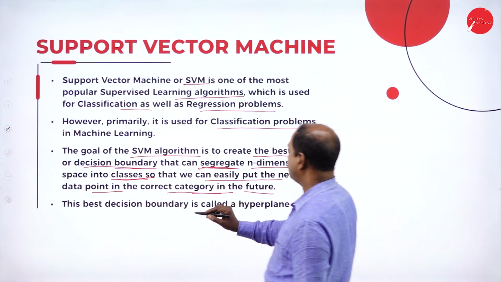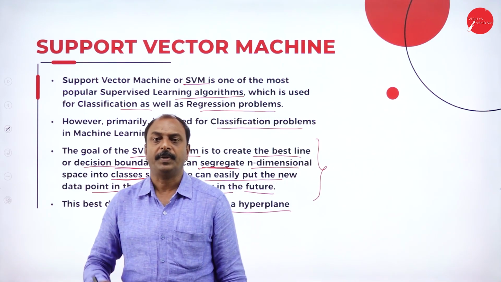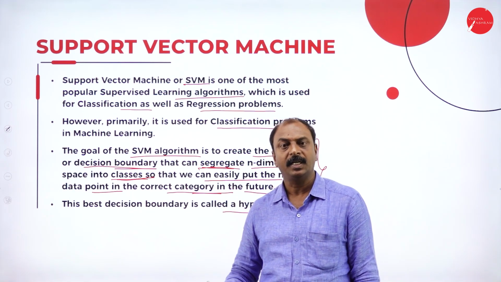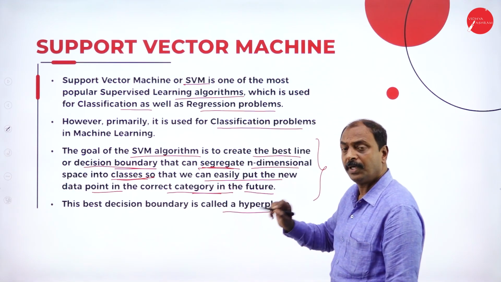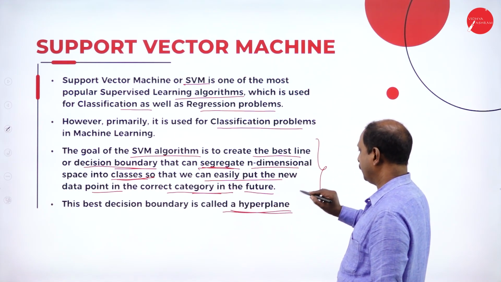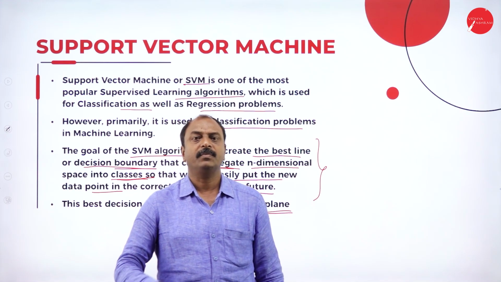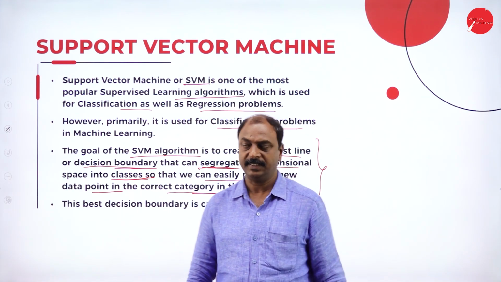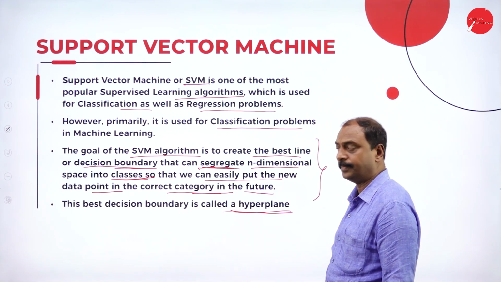So the best decision boundary is called a hyperplane. We are going to separate the given data set into two different categories through a boundary line, and that boundary line is called a hyperplane. So the hyperplane is the boundary that is going to separate, or segregate, the given data set into different classes. That is the definition of the support vector machine algorithm.